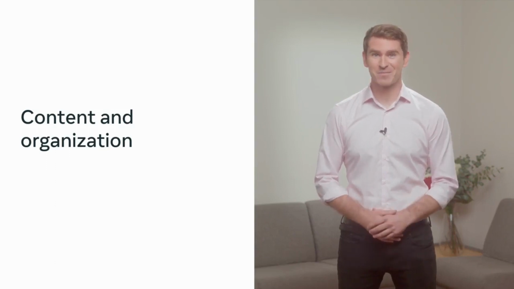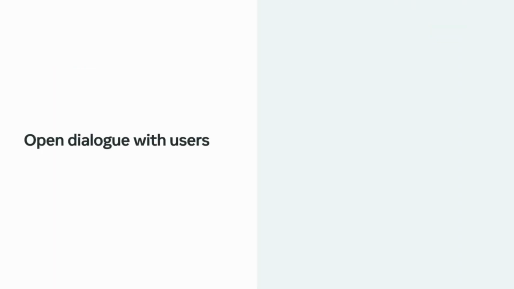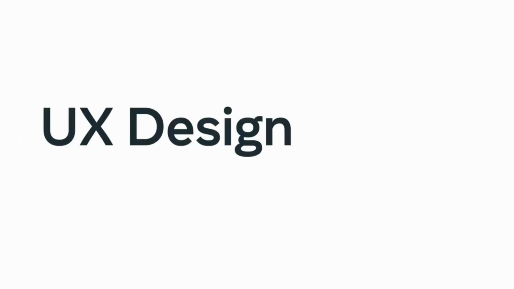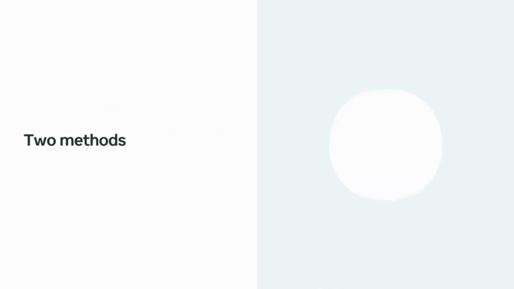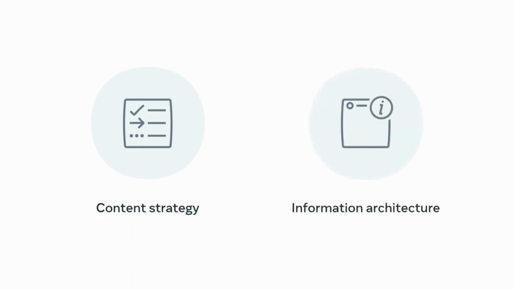Let's get into it. In this video, you'll learn how best to consider your content and structure with usability in mind. You'll also learn navigation best practices regarding information architecture and content strategy. You already learned that you must keep an open dialogue with your users. In the field of UX design, there are several ways to achieve this. There are 2 broad methods you can consider to make your users feel comfortable and know where they are at all times. The first one is content strategy, and the second one is information architecture.